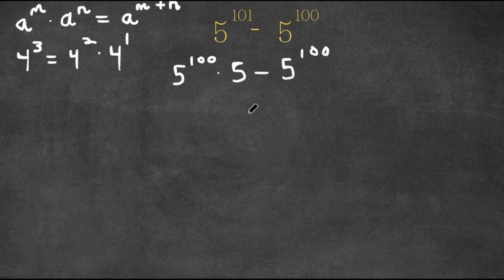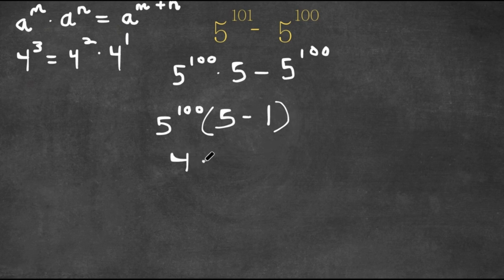And now that both of these terms have 5 to the power of 100 in them, I'm going to factor out 5 to the power of 100. So now we have 5 to the power of 100 times, now 5 to the power of 100 times 5 divided by 5 to the power of 100 is simply just 5, minus 5 to the power of 100 divided by 5 to the power of 100 is 1. So we have 5 to the power of 100 times 5 minus 1. 5 minus 1 is simply 4. So now we have 4 times 5 to the power of 100. And this is going to be our answer.